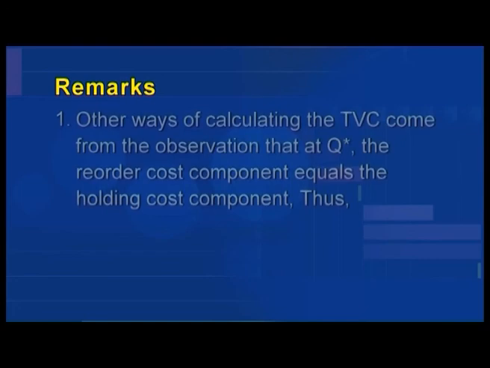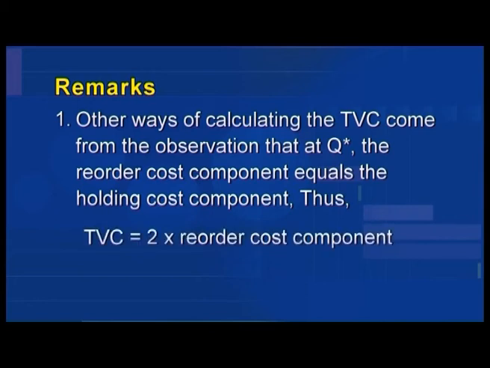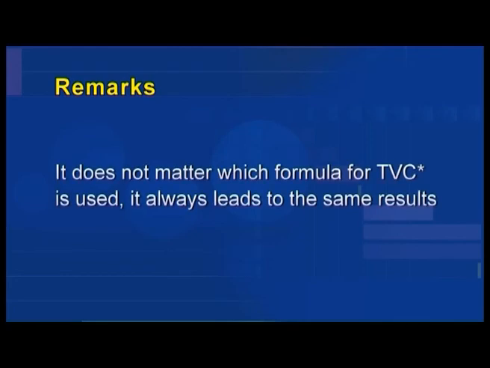Remarks. Other ways of calculating the TVC come from the observation that at Q star the reorder cost component equals the holding cost component. So total variable cost is equal to 2 into reorder cost component, which is equal to 2 into holding cost component. Then TVC star is equal to 2 into D into C naught by Q star, which is equal to Q star into CH. It does not matter which formula for TVC star is used. It always leads to the same results.